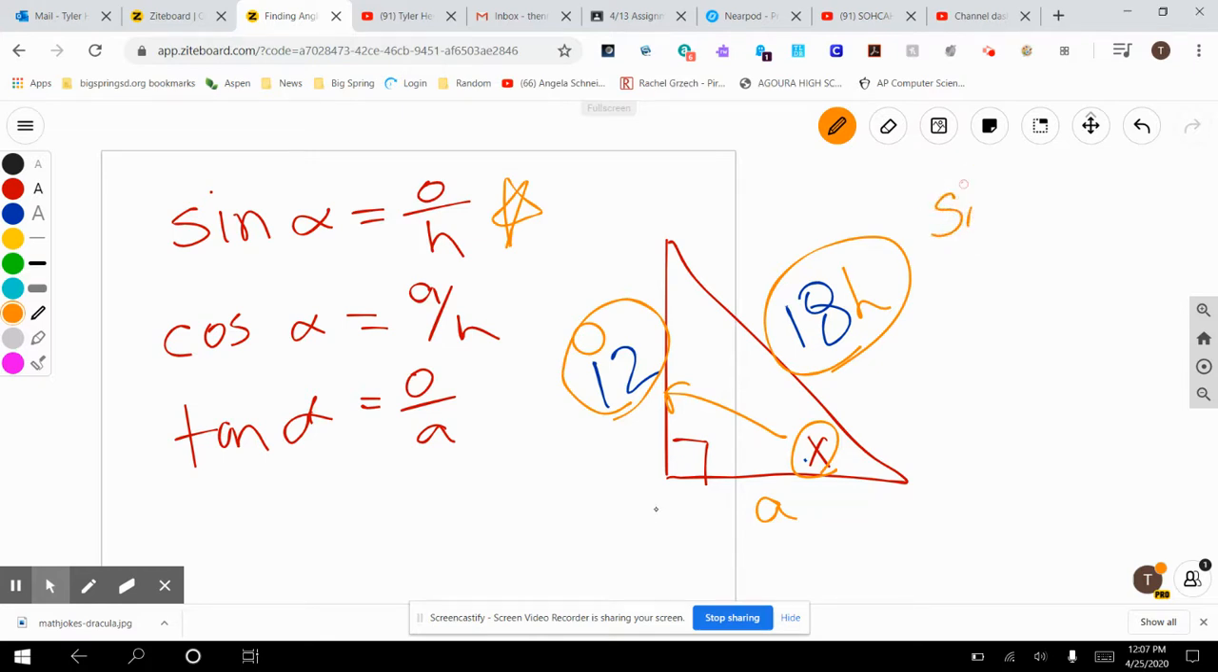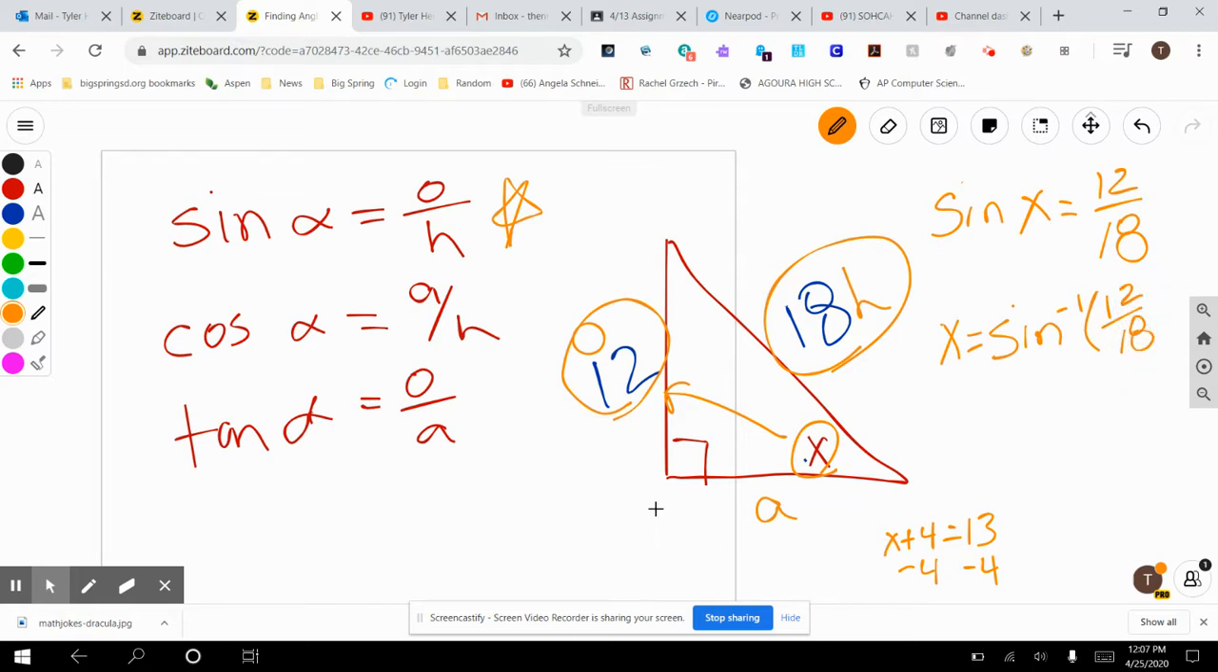It was always sine of the angle, but we don't know the angle. That's our x. And it's opposite, which was 12, over hypotenuse, which is 18. So the x is the thing that we're looking for, but we haven't found it yet. To do this, we need an inverse operation. Just like when we have the equation x plus 4 equals 13, we subtract 4 because addition and subtraction are inverses. So the inverse operation for this is sine inverse of 12 over 18, and that'll give us x by itself.